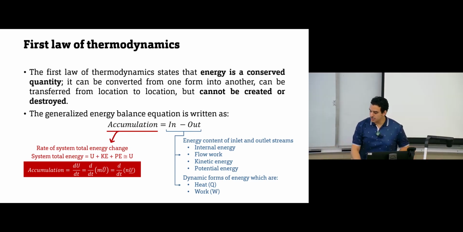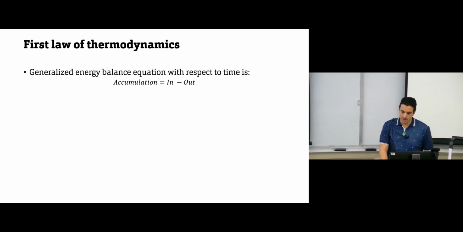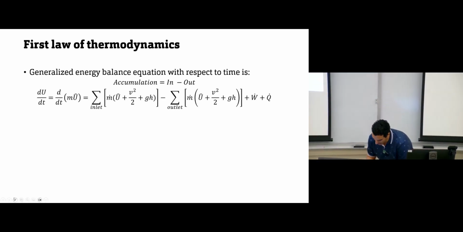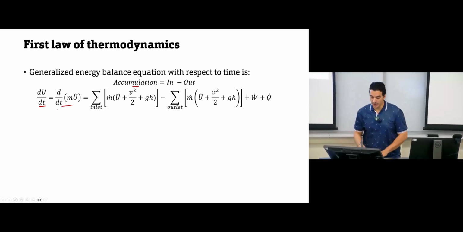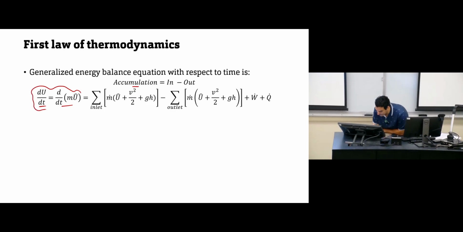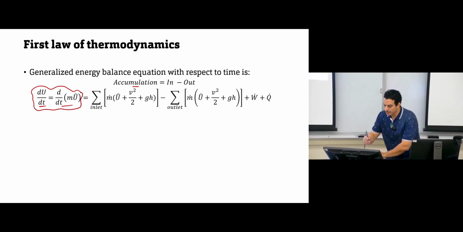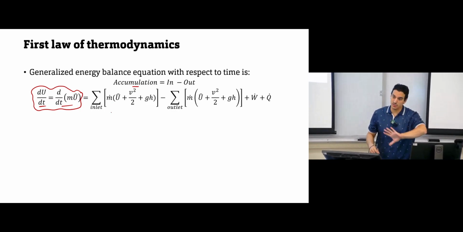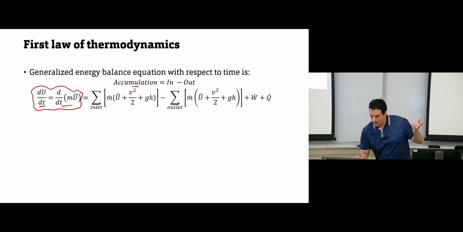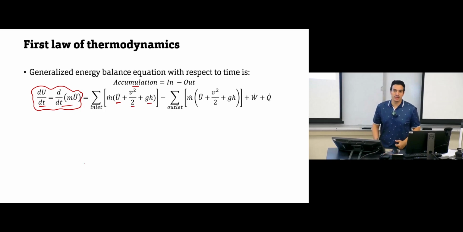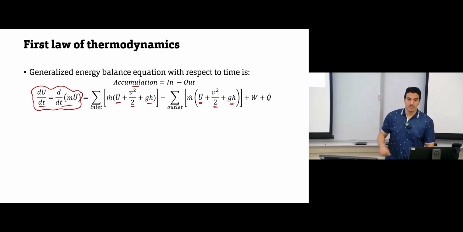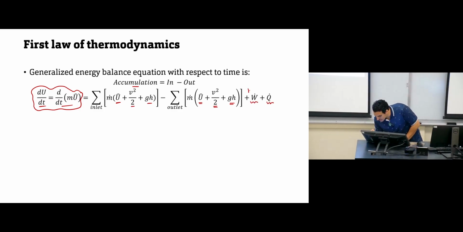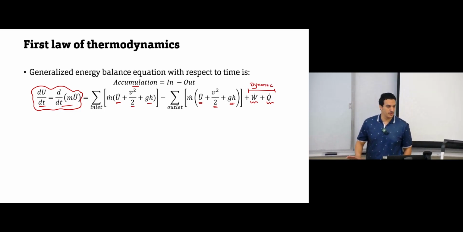Clear? Okay, let's put all of these things in the equation here. So we have the accumulation term, which is dU/dt, or d/dt of mass times specific internal energy. Equal inlets. If you have multiple inlet streams, get the summation of all of these inlet streams, and we are considering internal energy, kinetic energy, potential energy from the inlet stream. Minus outlet, we are considering internal energy, kinetic energy, potential energy for the outlet streams. Plus work, plus Q. These two things are the dynamic forms of energy. So far is clear? Okay.